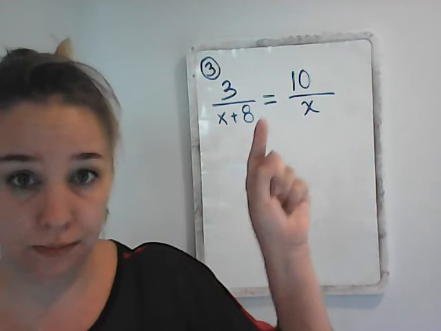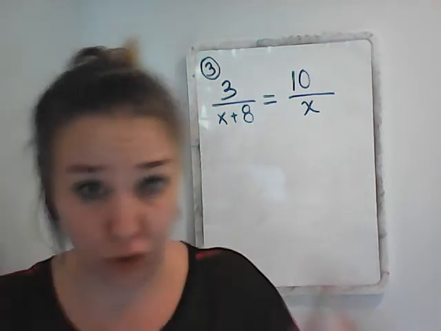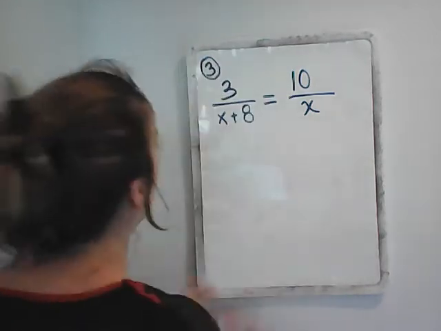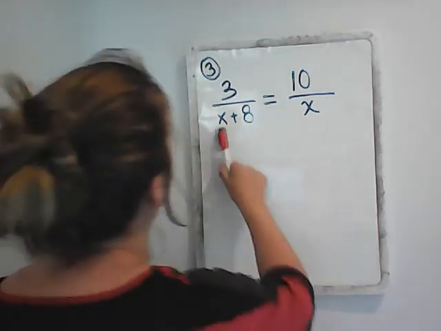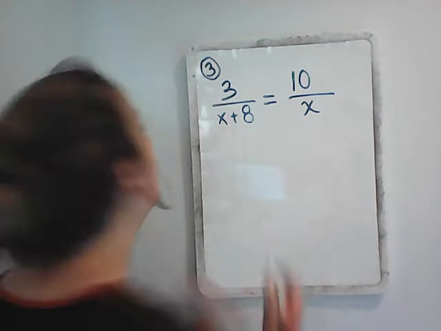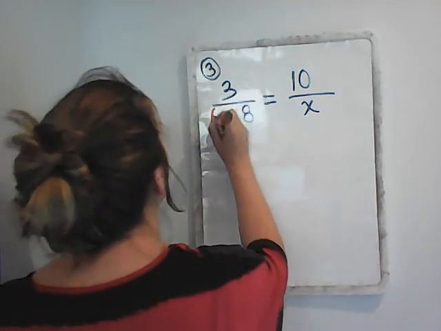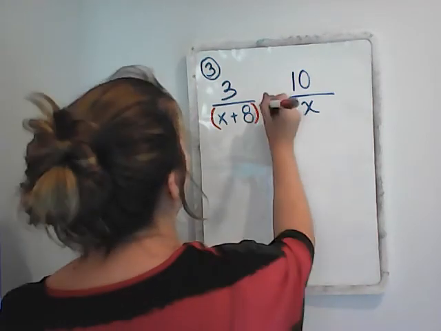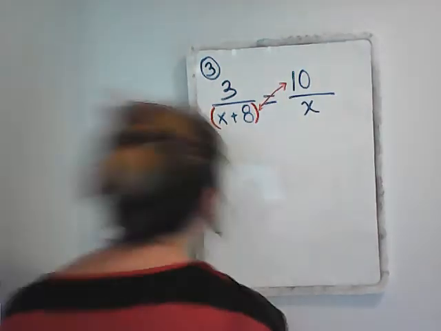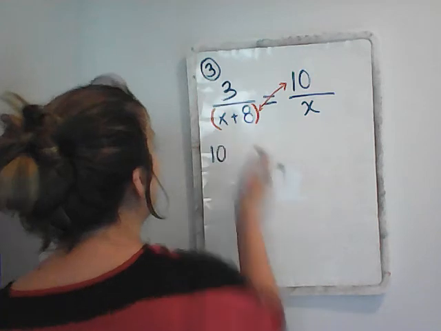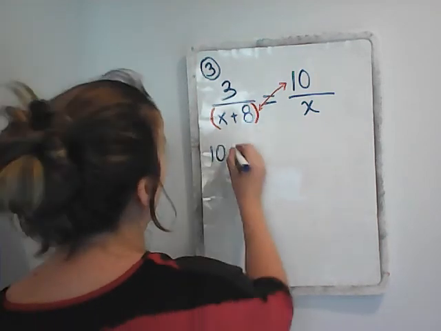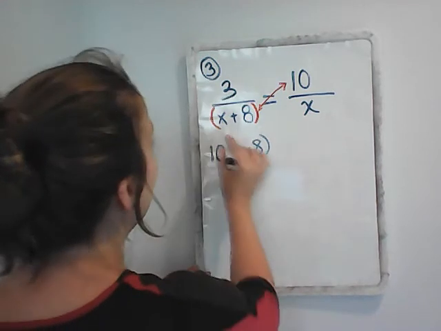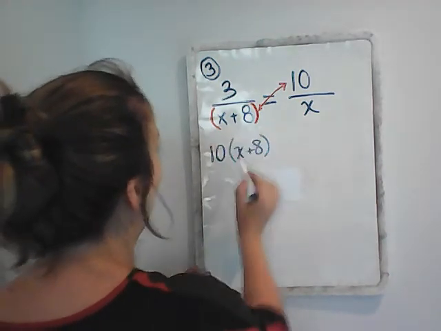Here's your binomial, and that just means that it's got 2 terms. So all you really need to do when you're dealing with these is make sure that if you have a binomial, meaning 2 terms, you put parentheses around it. And so we're just cross multiplying, right? It's going to be this one times this one. So it's 10 times that entire binomial, x plus 8. So that 10 needs to be distributed to the entire thing.